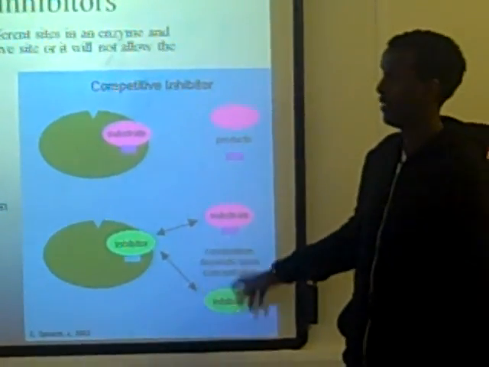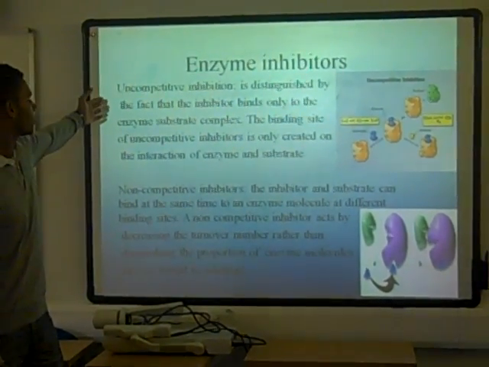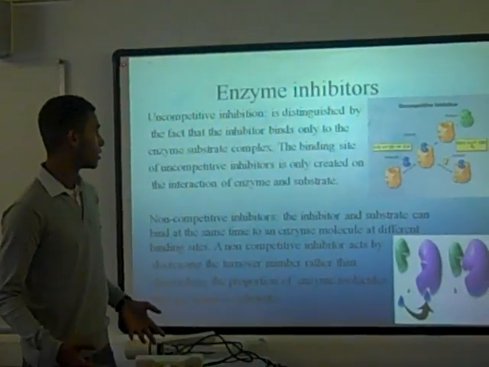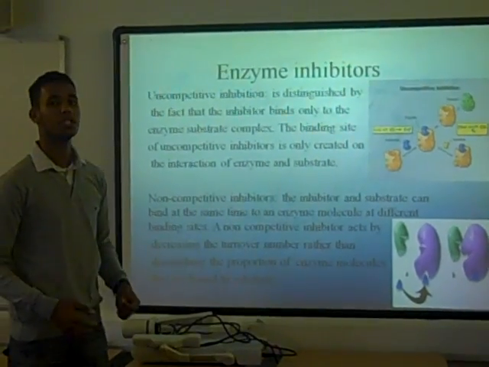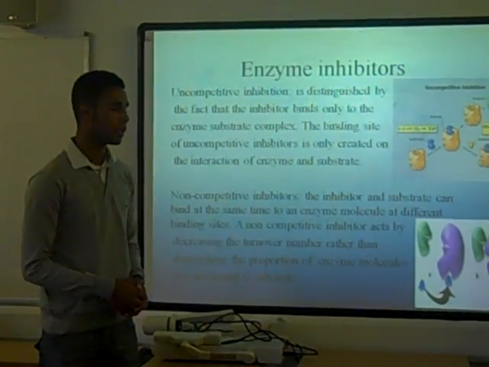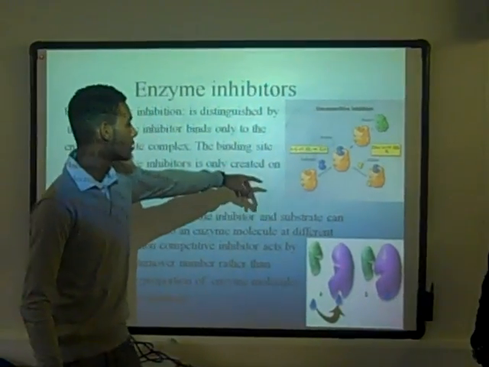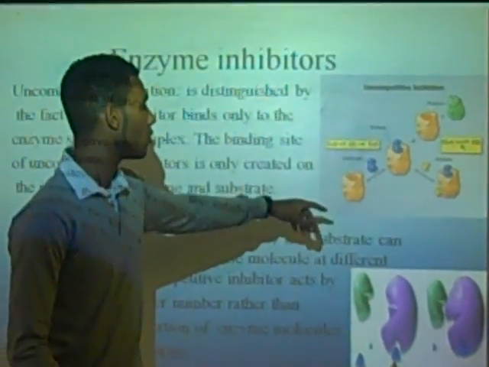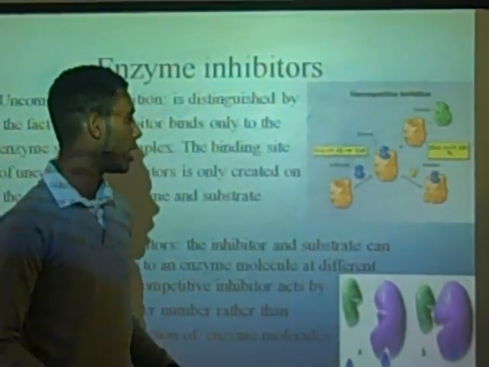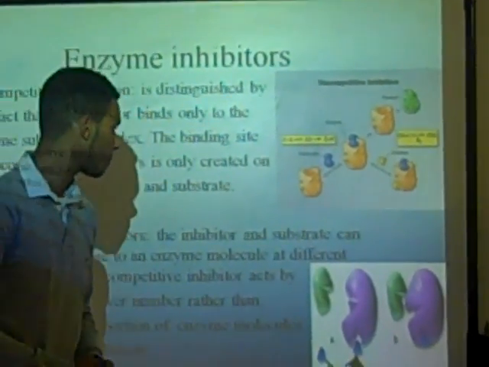So, what other types of enzyme inhibitors are there? There are uncompetitive inhibitors and non-competitive inhibitors. Now, uncompetitive inhibition is distinguished by the fact that the inhibitor binds only to the enzyme-substrate complex. The binding site of uncompetitive inhibitors is only created by the interaction of the enzyme and the substrate. As you can see in this diagram, the enzyme and substrate are bound together, and therefore the inhibitor binds to the allosteric site, which is a site other than the active site found on the enzyme. And this does not allow the enzyme-substrate complex to fall apart and create the product.